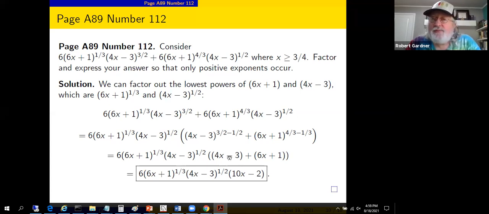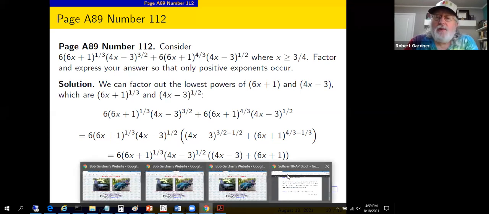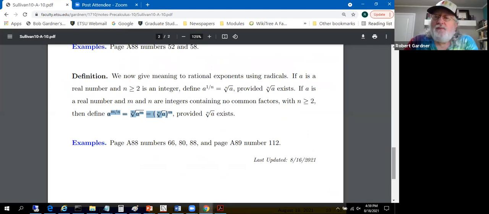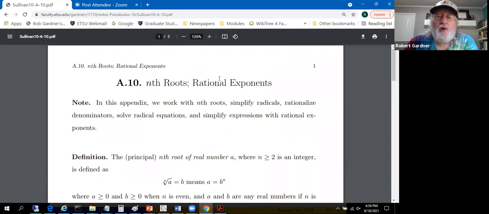We can combine these two terms. Textbook example A. So 4x plus 6x is 10x, minus 3 plus 1 is minus 2. And here we've reproduced the other terms outside of the parentheses. And that's as simple as we can make that. Notice we've simplified, I guess the instructions were factor, and written it factored, and then simplified. It's a product now, so it's been factored into these constituent parts. And that is all from Appendix A. That's all for nth roots, rational exponents.